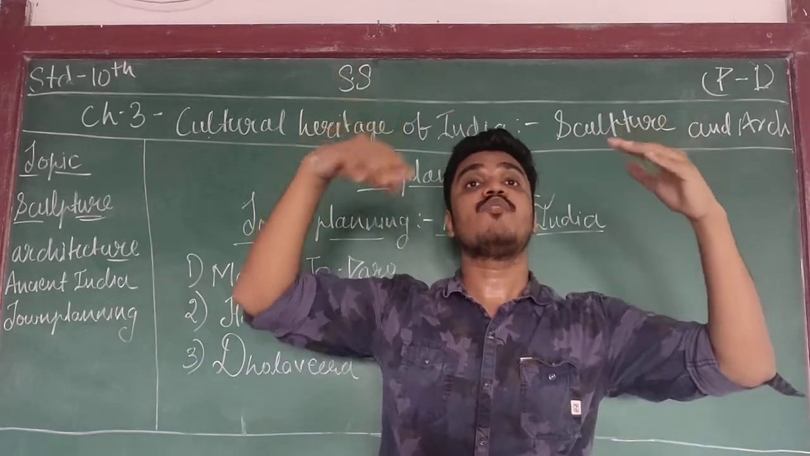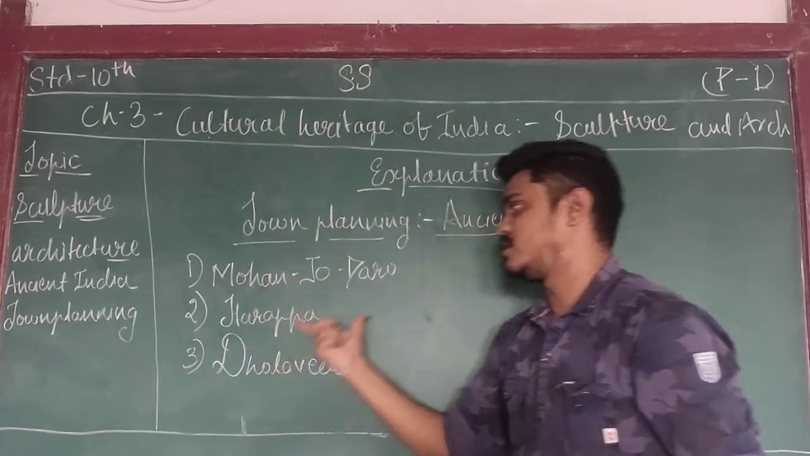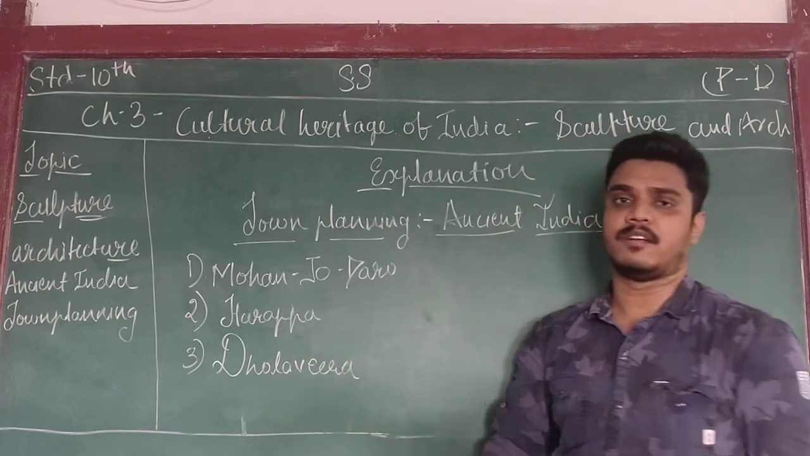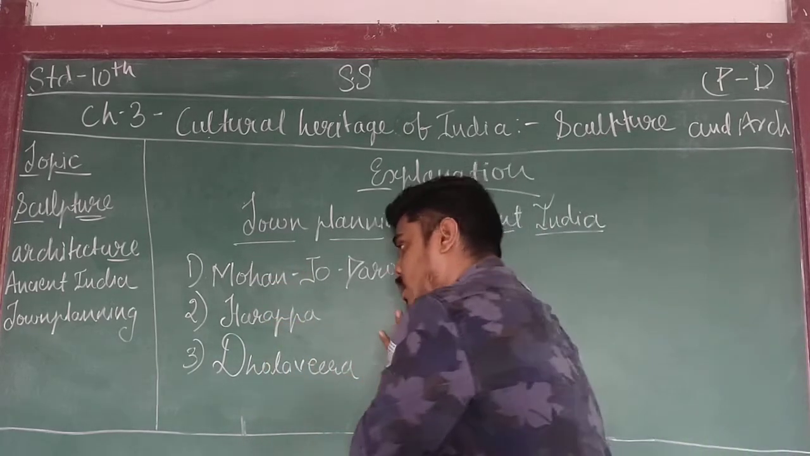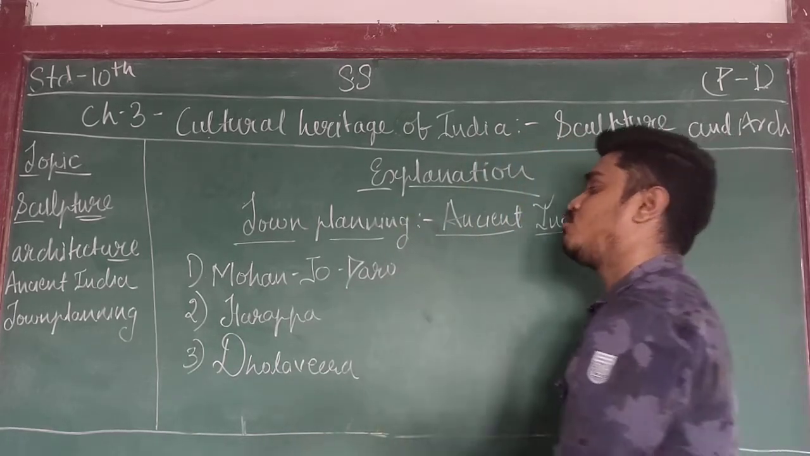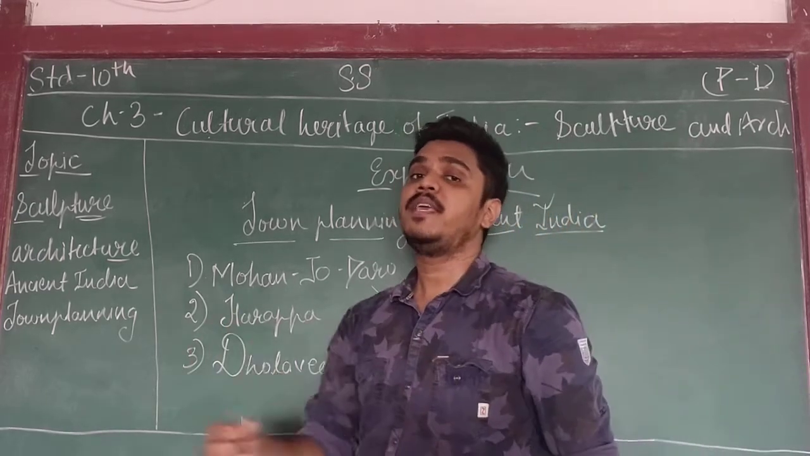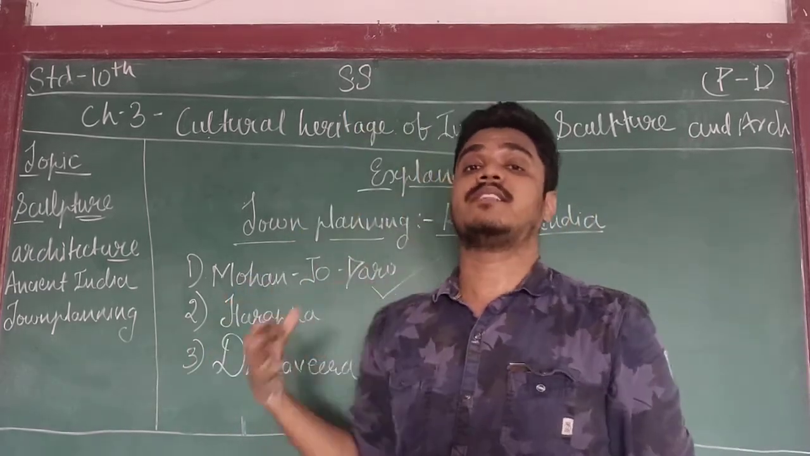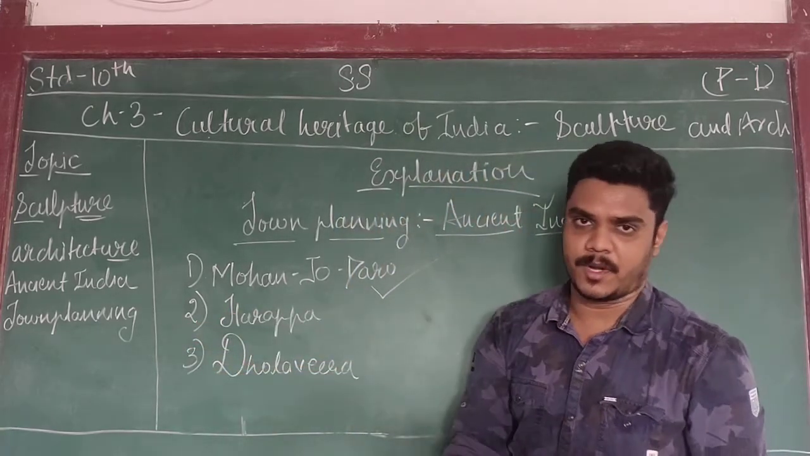Similarly, the construction of heavy buildings also plays a role. So all these things come from these portions: Mohenjo-daro, Harappa, and Dholavira. Got it? Mohenjo-daro, Harappa, and Dholavira. Mohenjo-daro is one of the most important questions that can be asked. It will be asked in the exam. Harappa is least, Dholavira is the second one.